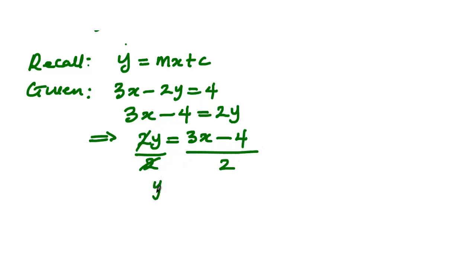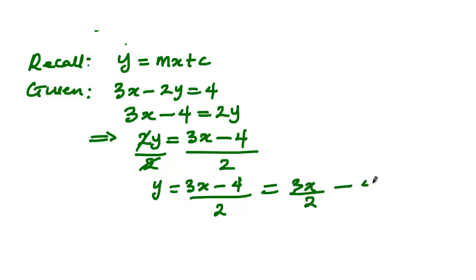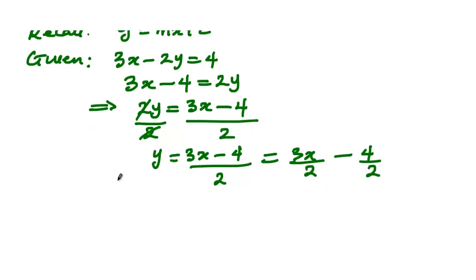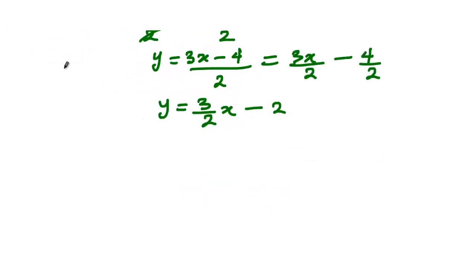So I have y is equal to 3x minus 4 over 2. So I can distribute this 2 to both terms. And this can still be written as 3x over 2 minus 4 over 2. So if I move further, I will have y is equal to 3 over 2 x minus 4 divided by 2, that is 2. So now the equation is written in the slope-intercept form.